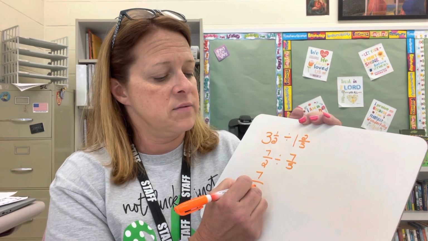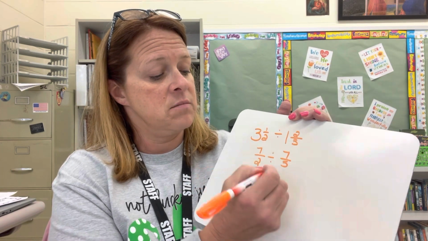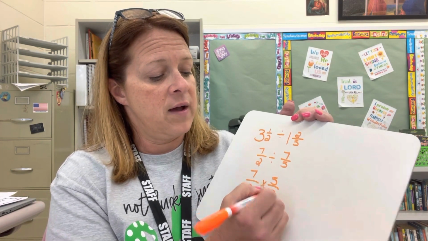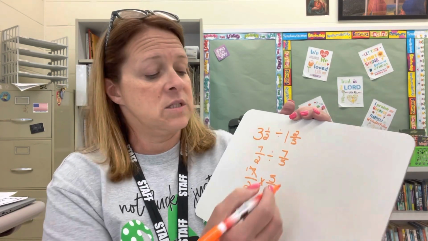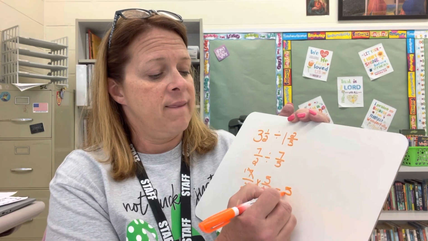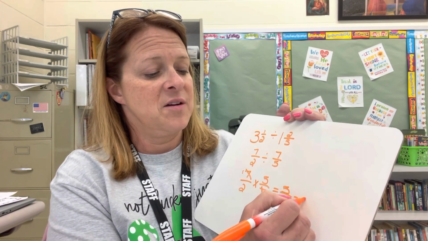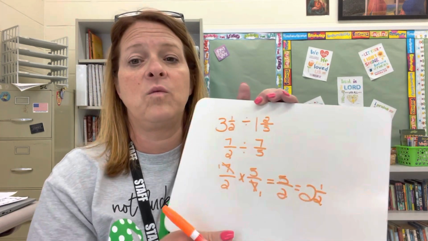Now I have 7/2 times my reciprocal, 5/7. I can simplify my problem again. And now I have 5/2, which is going to be 2 1/2.